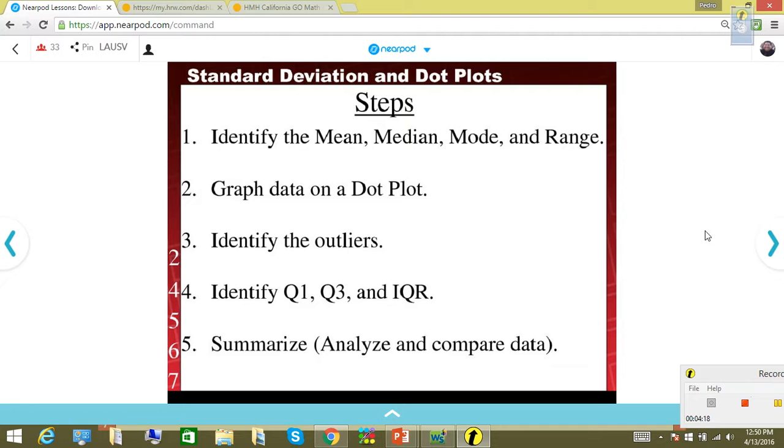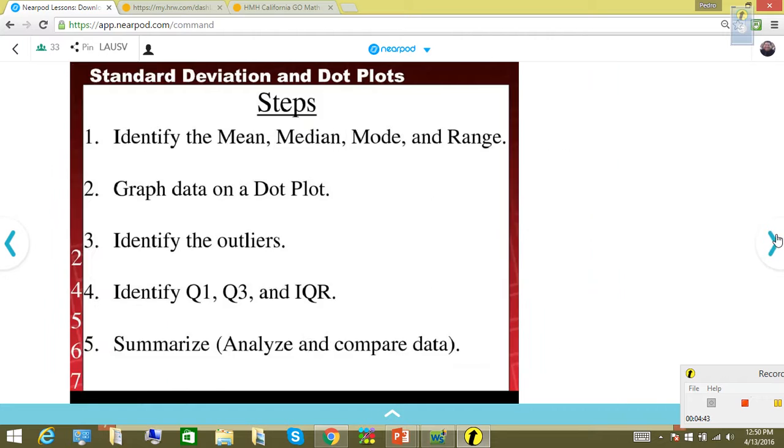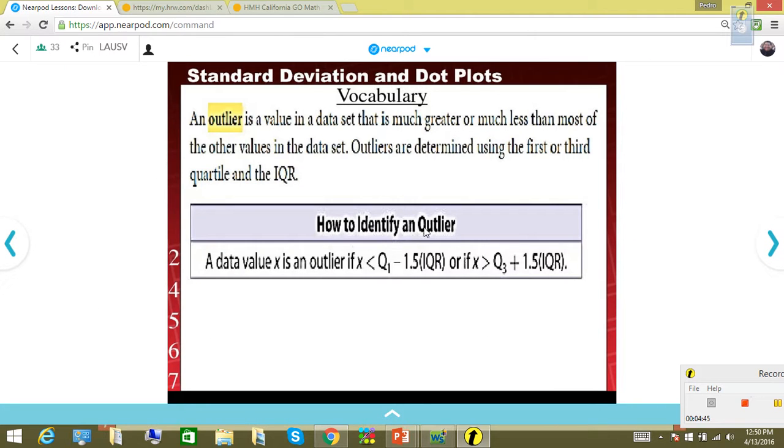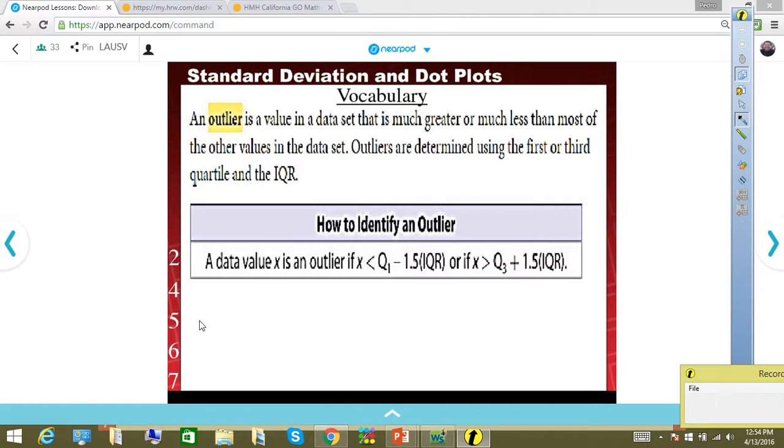Okay? So what I do want you to copy underneath your Frayer model is this next box. It says how to identify an outlier. Should be in front of you on your screen. How to identify an outlier. And then it says right underneath, a data value X is an outlier if X is less than Q1 minus 1.5 times the IQR, or if X is greater than Q3 plus 1.5 times the IQR. Copy that, please. As you're finishing copying that, underneath write example Q.